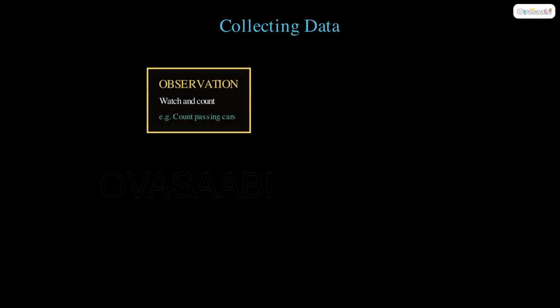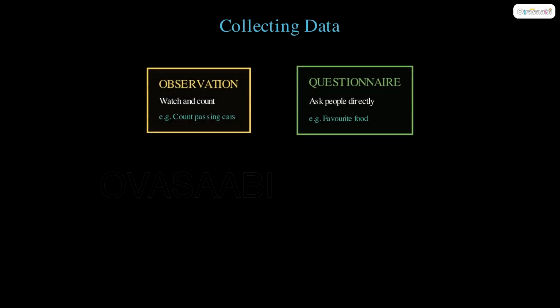How do we collect data? Use observation to count cars passing. Use questionnaires to ask people their favorite food. The best method depends on what you want to know.